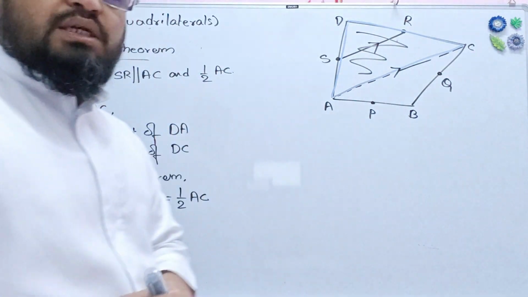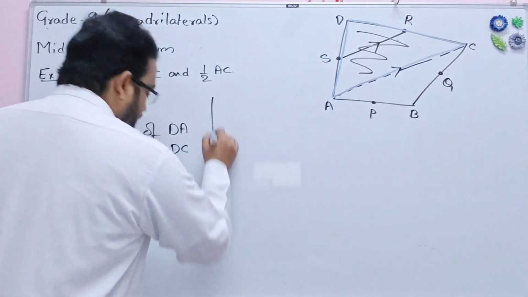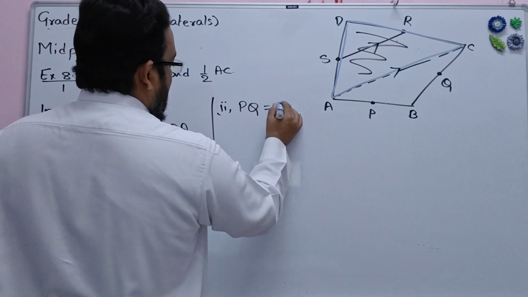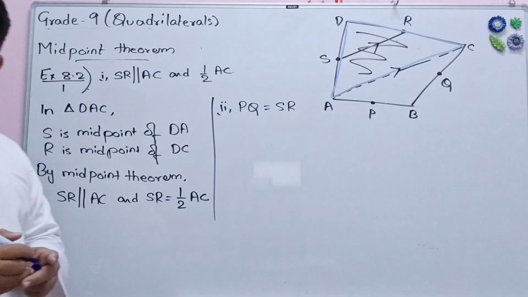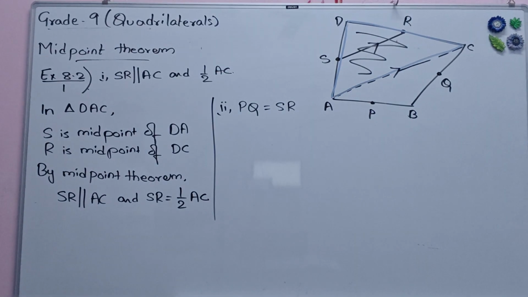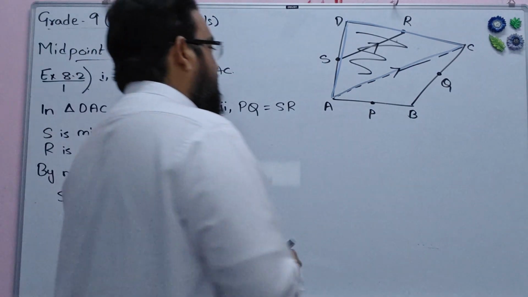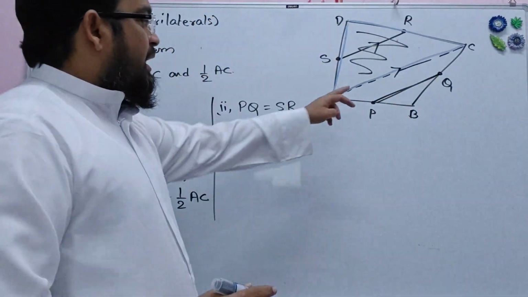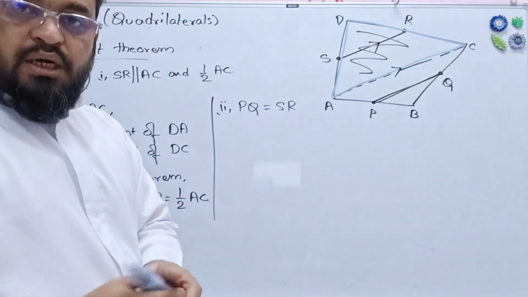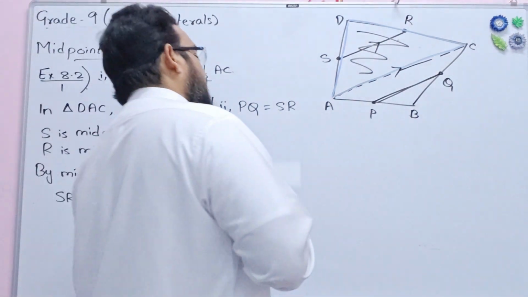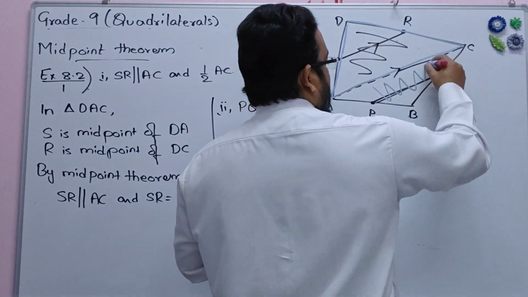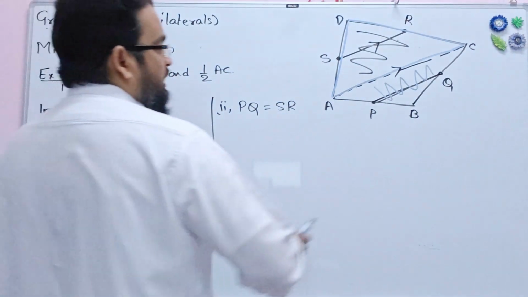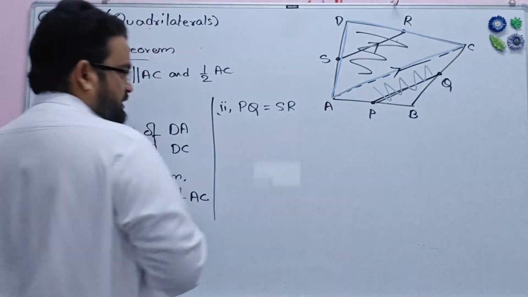Now what does he say you have to find in the second one? In the second one he says that you have to show that PQ is equal to SR. So where is PQ? PQ is the line joining these two points. So how is it parallel to SR? Now try to find out in the triangle which I have drawn. So what is this triangle? It is BAC. Is it right?